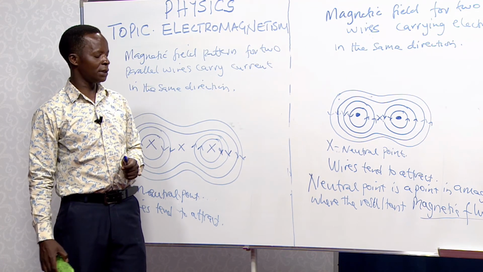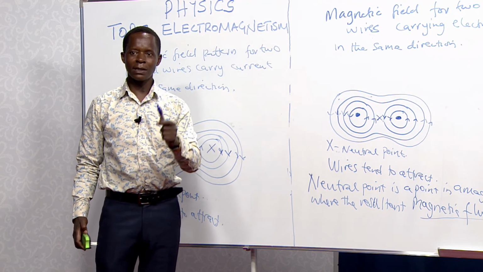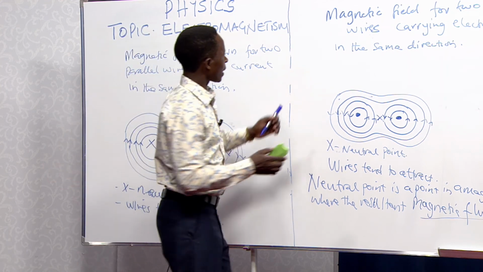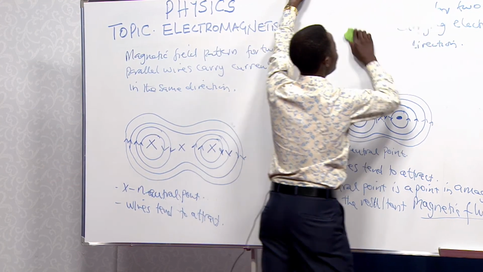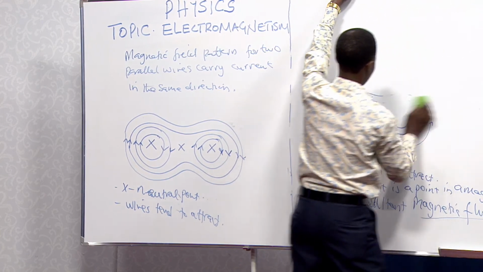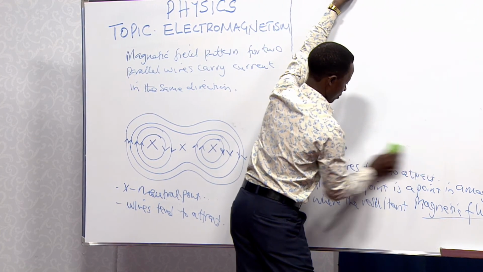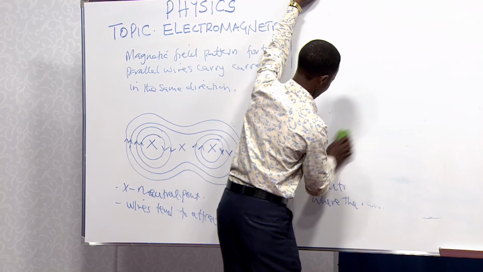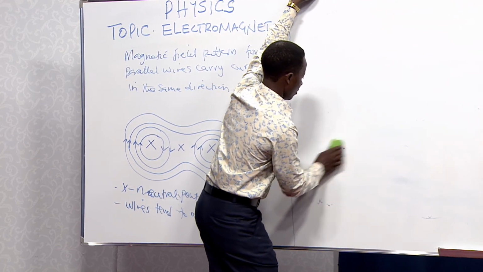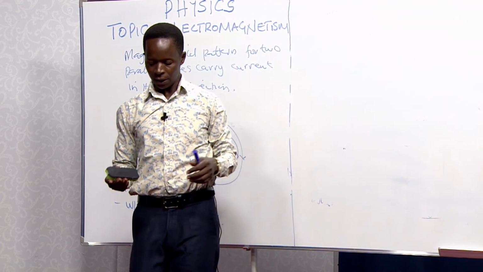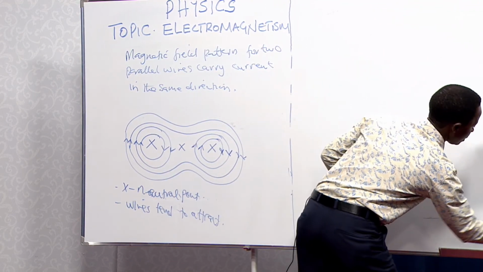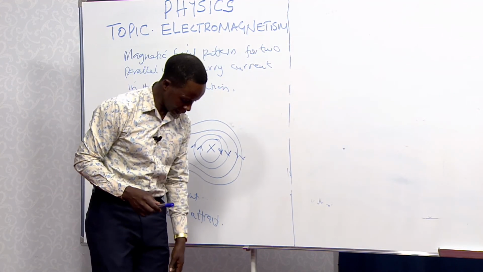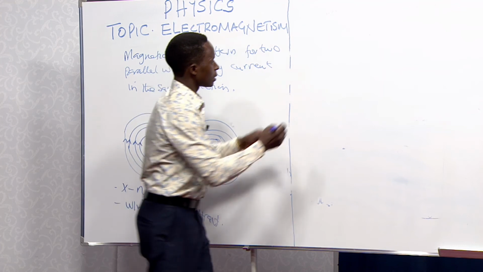Sketch a magnetic field pattern around two parallel wires carrying current in opposite directions. I'm waiting for the answer. Then we check it. Magnetic field pattern.